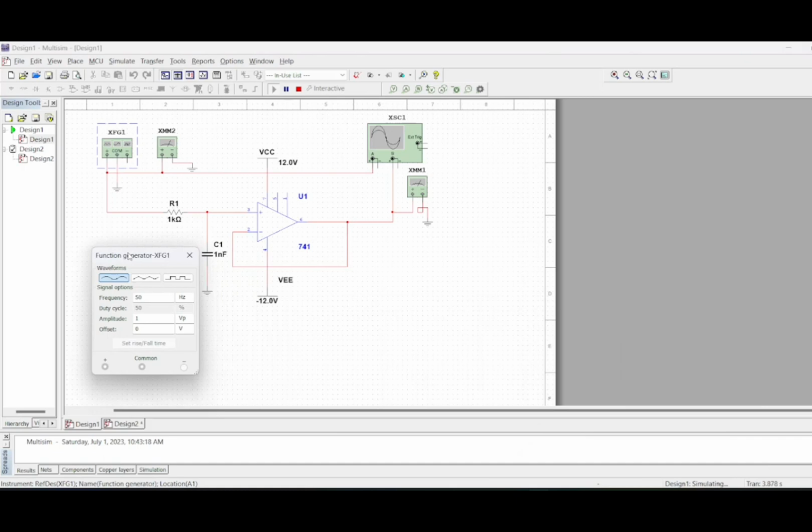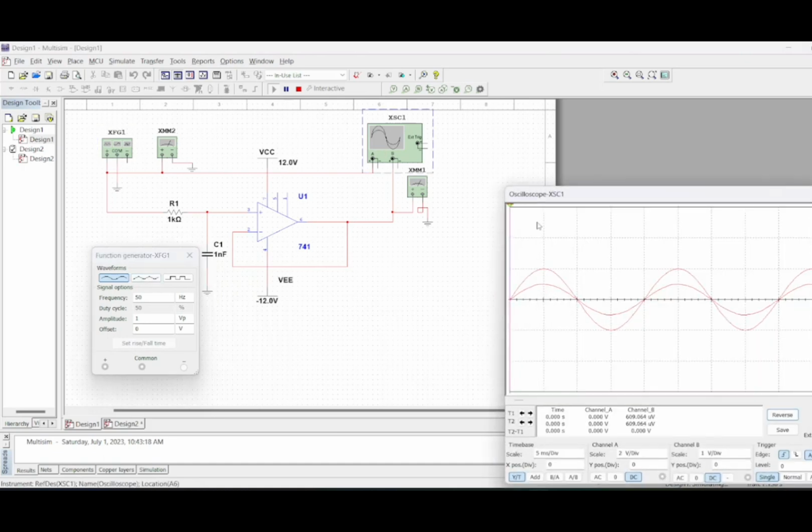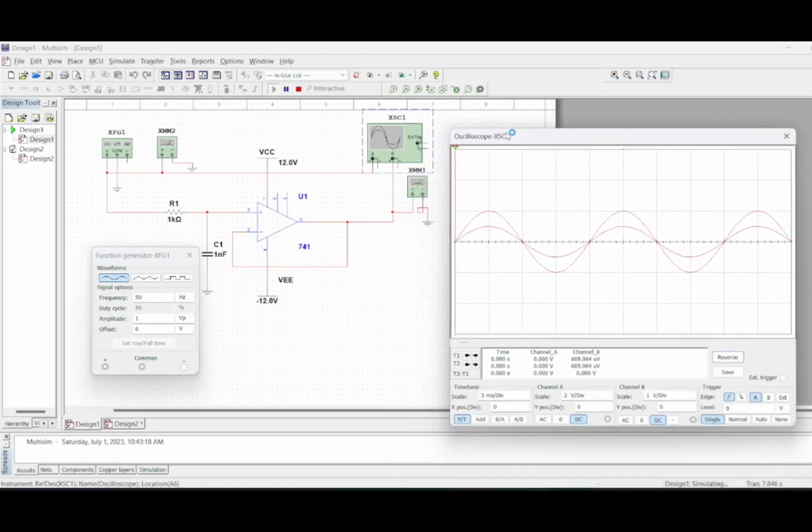This is the function generator for the circuit, and this is the oscilloscope graph. I have put 50 Hz as frequency and 1 amplitude.